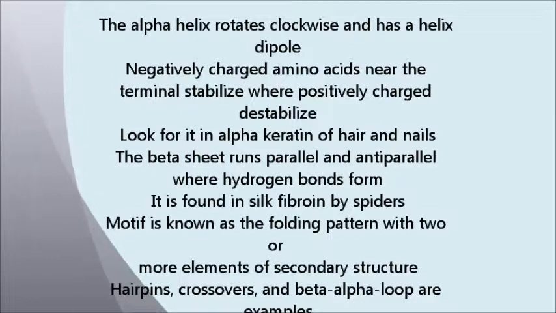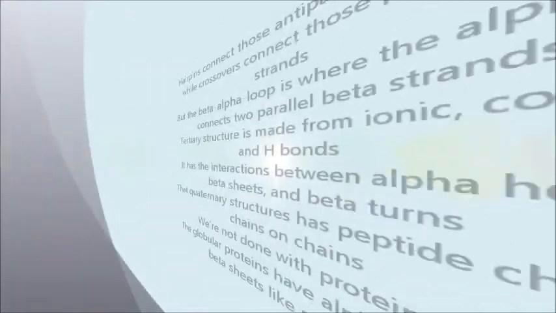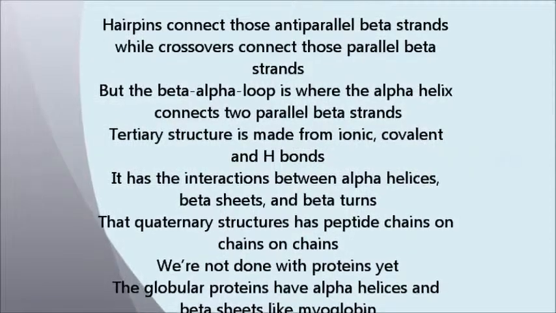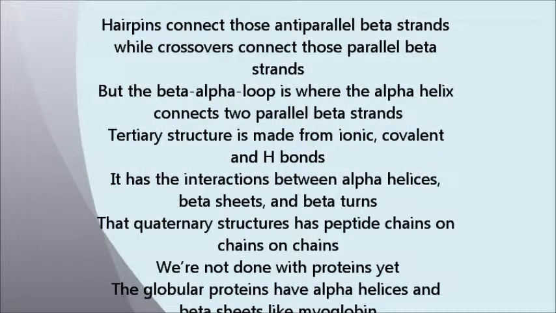The beta sheet runs parallel and anti-parallel where hydrogen bonds form. It's found in silk fibroin by spiders. Motif is known as the folding pattern with two or more elements of secondary structure. Hairpins, crossovers, and beta-alpha loop are examples. Hairpins connect those anti-parallel beta strands while crossovers connect those parallel beta strands. But the beta-alpha loop is where the alpha helix connects two parallel beta strands.